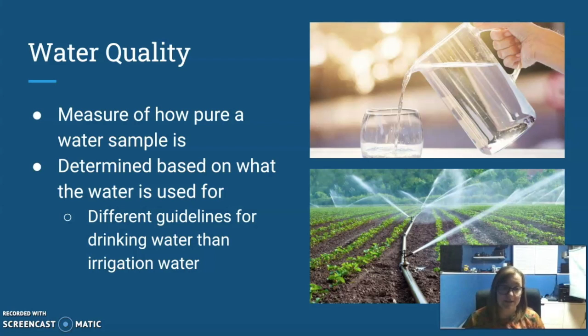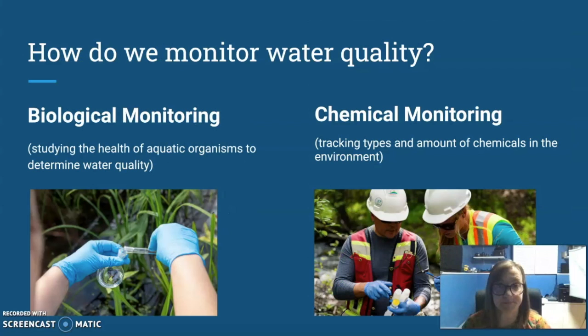Water quality itself is how pure a water sample is. It's determined depending on what you are using the water for. So drinking water has different guidelines than irrigation water. How do we monitor it? We look at two main factors. We look at biological monitoring and chemical monitoring.